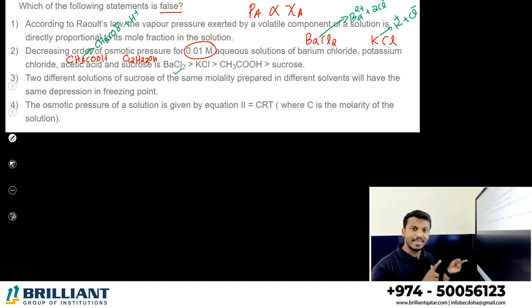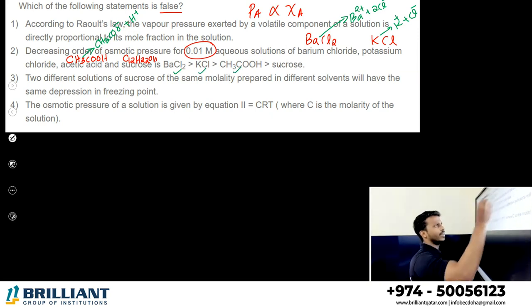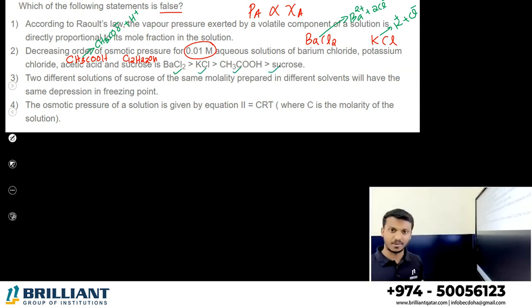After that, acetic acid or potassium chloride. You know, acetic acid is a weak acid, which means it will dissociate slowly. But NaCl and KCl are very strong electrolytes. They will dissociate fast. So KCl will give you two ions faster. So it's greater than acetic acid, then sucrose. Yes, it is a correct order.